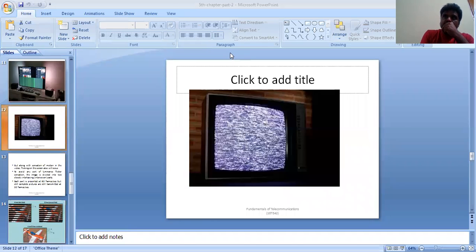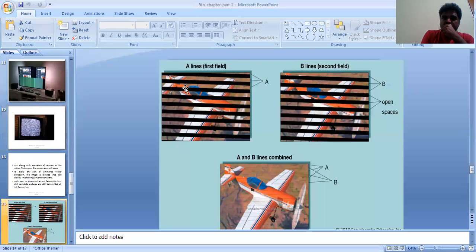To accomplish frame rate increasing, one possible way they have found out is to go for two fields instead of one field. I'll just show you what two fields are. This entire picture has to be scanned.